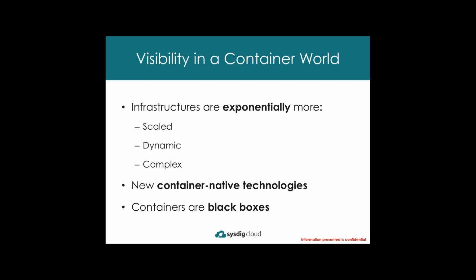And on top of that, you've got all these new container native technologies, this whole ecosystem of scheduling and orchestration tools and all the other tools that are evolving and popping up around Docker, Rancher being one of them, which add all this awesome extra value. They also bring in new technologies that need to be monitored and that you're going to want to have visibility into in your production environment. And then finally, there's the inherent fact that containers are black boxes. They're designed to isolate the processes and the applications running inside them.